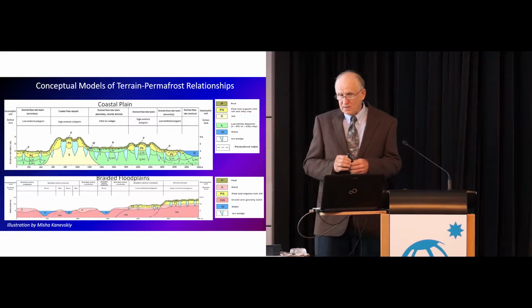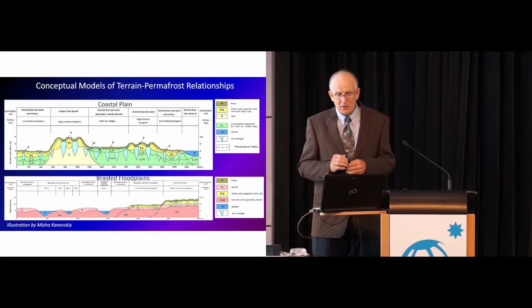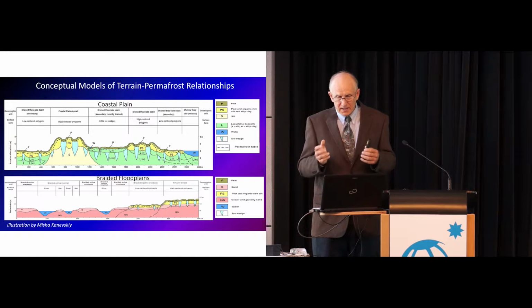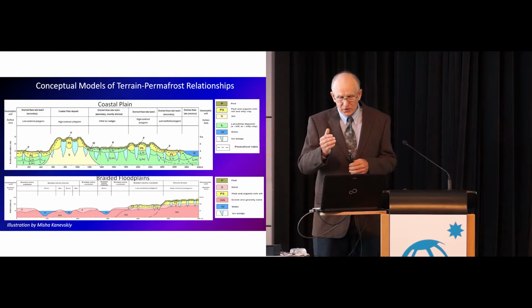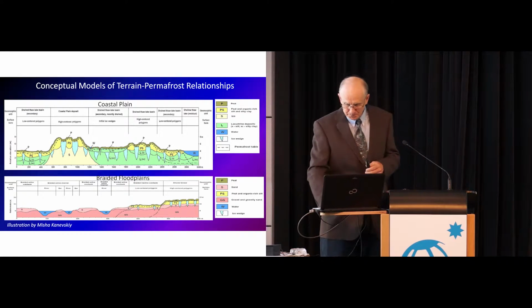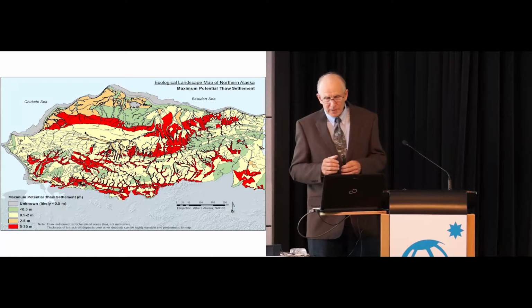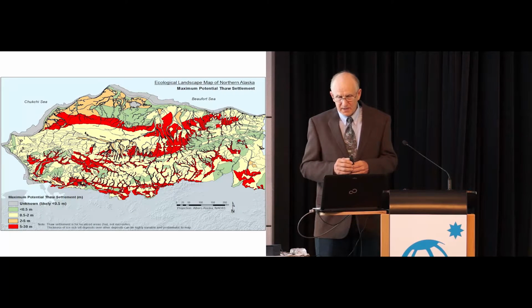But we start having to develop more complex models of terrain relationships, concepts that go with these map units. And here's an example of a couple of illustrations from Misha Konevsky illustrating the general stratigraphy related to geomorphology and the ice content distribution across a coastal plain environment and a braided floodplain environment. And these units can be reparameterized here in this illustration.